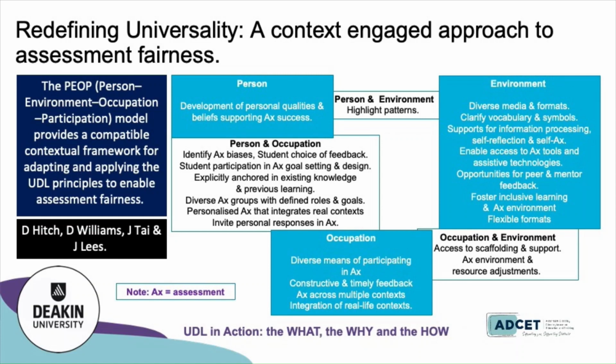The PEOP model describes the interrelationships between personal or individual factors, that is person, ecological or contextual factors, that is environment, and activities or tasks, that is occupation, along with their combined influence on participation. Each of these domains incorporates a range of factors, all of which have an influence on how people participate in daily life.